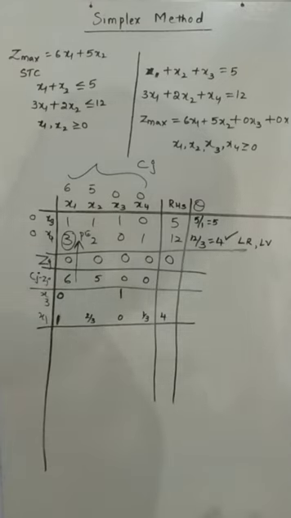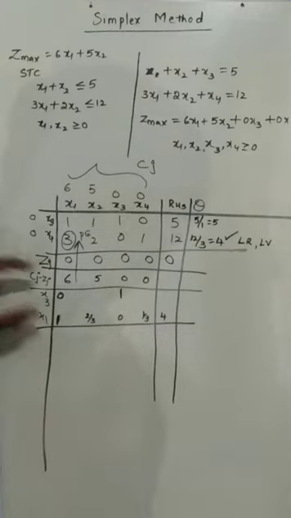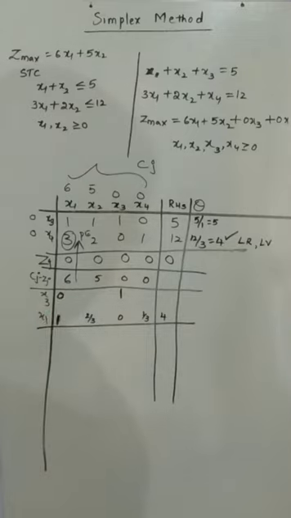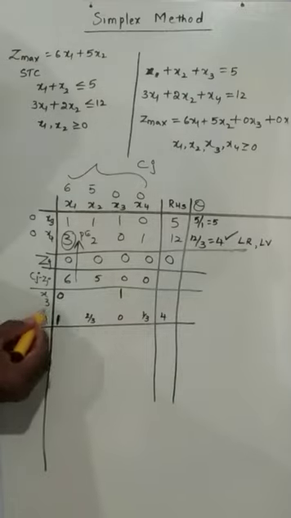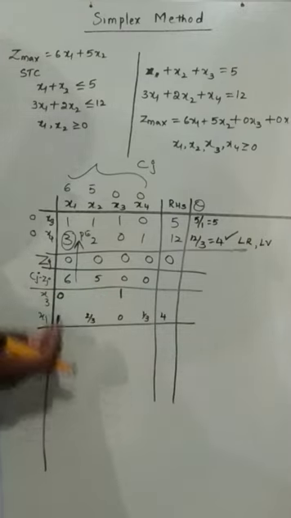1 minus 0, 1. So our rule is saying that all the basic variables have to maintain the identity matrix in that iteration. So we have x3 and x1. We have 0, 1 and 1, 0. So what I'll do is, I'll do that operation.